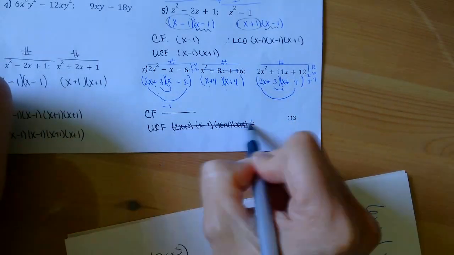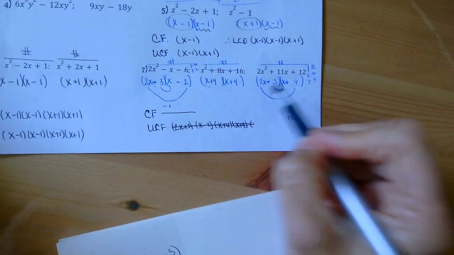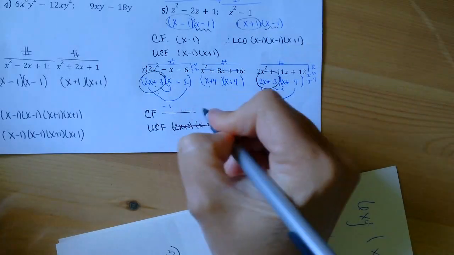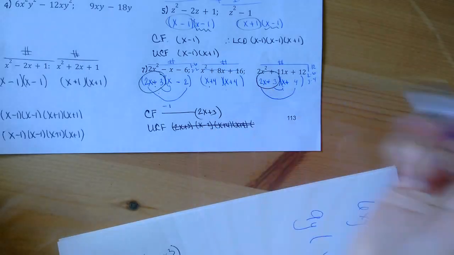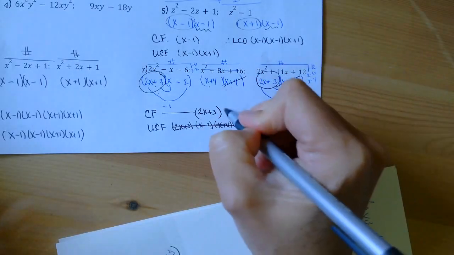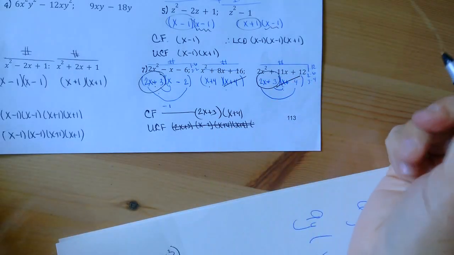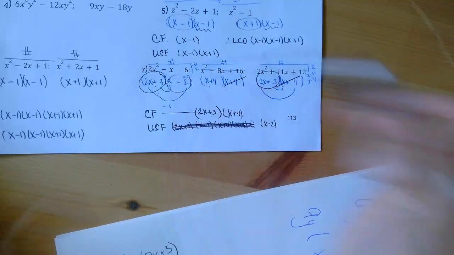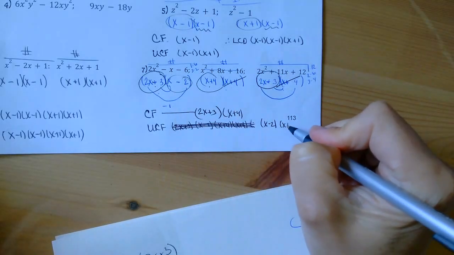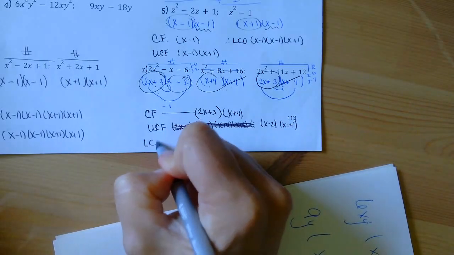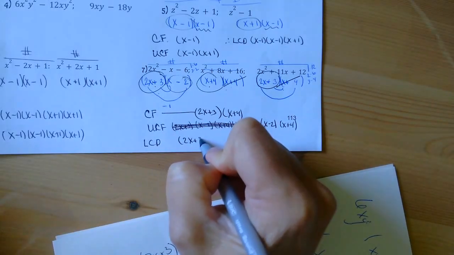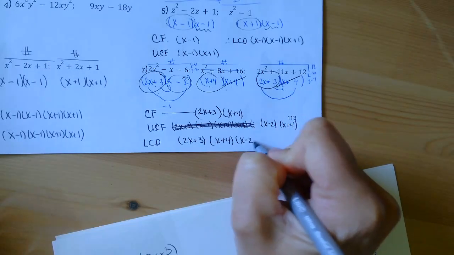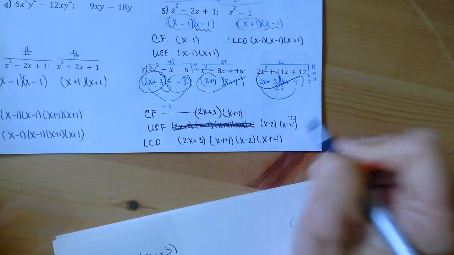All right, so actually, I'm going to say the common factors are any that they have in common. So although they all don't have something in common, 2 of them share a 2x plus 3. So I'm going to call that a common factor. They share 1 x plus 4, so I'm going to say that's a common factor. But the x minus 2 is not shared with anyone, so I'm going to call that an uncommon factor. And the second x plus 4 is not shared with anyone. So I'm going to say my least common denominator is my 2x plus 3, my x plus 4, my x minus 2, and my second x plus 4.